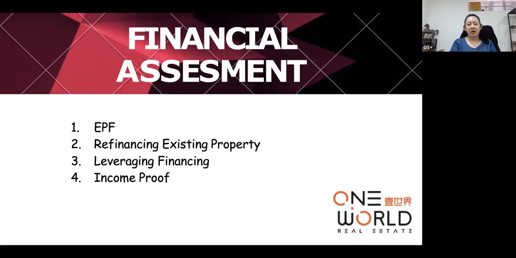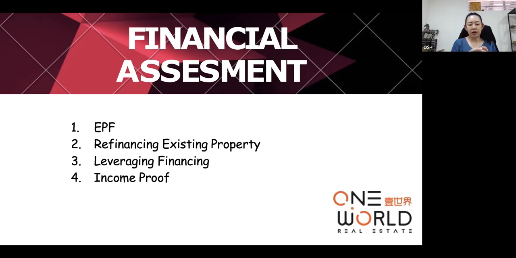Okay, so financial assessment. For every customer now, we need to do reverse psychology, not asking how much money the customer has. You need to ask whether they contribute to EPF or not. Is this the first property that you buy, or do you have other properties already? How many properties do you have? If they have a few properties in hand, are you financing your existing property to buy this property, or do you have extra cash? You need to know whether they have enough money to invest or not.